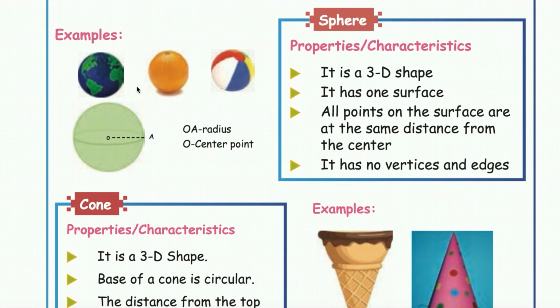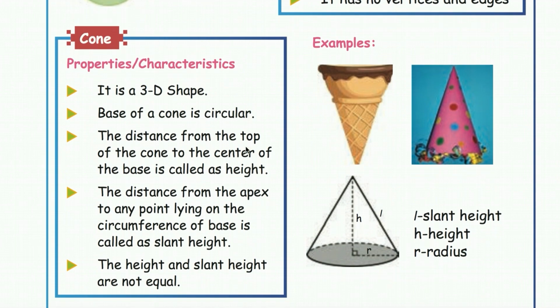See the shapes. A round shape, right? Even our globe is in spherical shape. It is a 3D shape. It has one surface. All points on the surface are at the same distance from the center. This is the center, and the surface points are at the same distance from the center. Since it is round, it has no vertices and edges. Next one is cone.